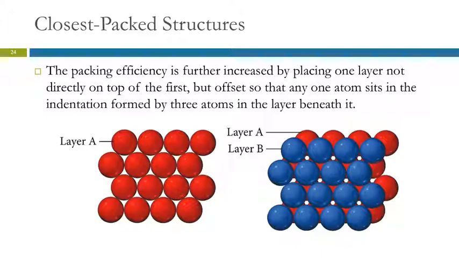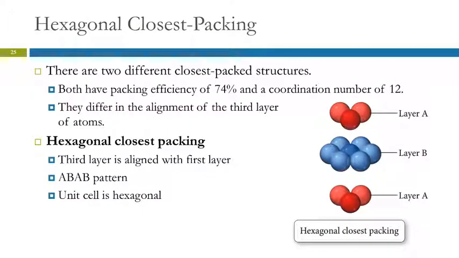So we can do that to the first layer, and then the second layer, now instead of putting it directly above the first layer, let's let that second layer fall into the little divots, the indentations caused by three of these atoms. And if you play with marbles, this is what's going to happen, right? They're going to fall in like that. Any questions? You got to do some visualizing, and that's a lot harder for some people than for others. So these are called closest packed structures because they're packed closer, right?